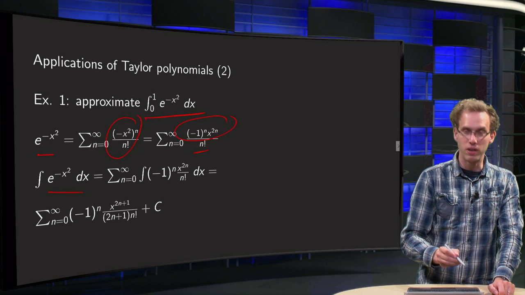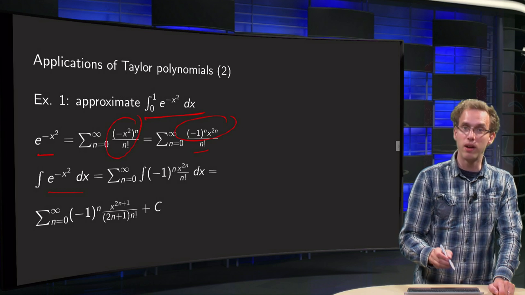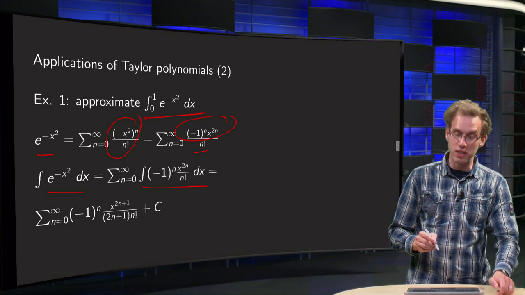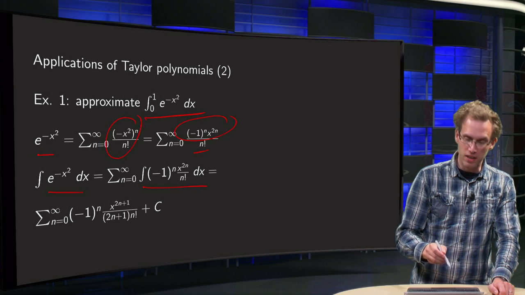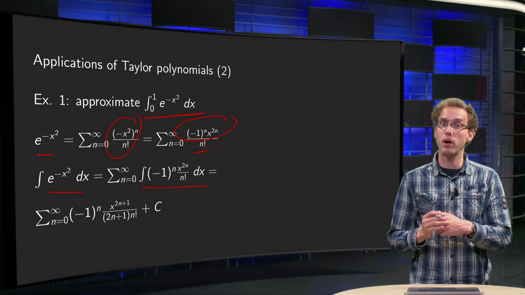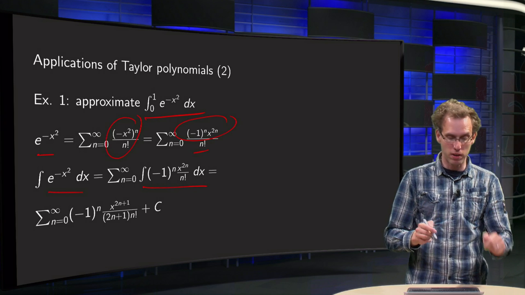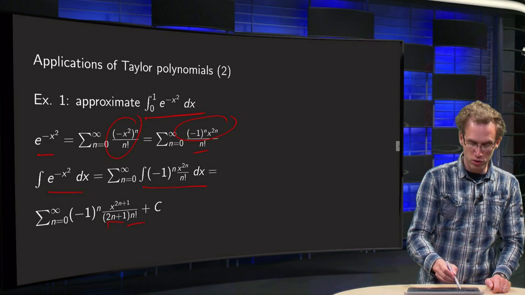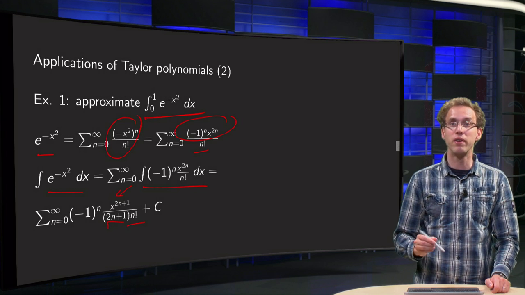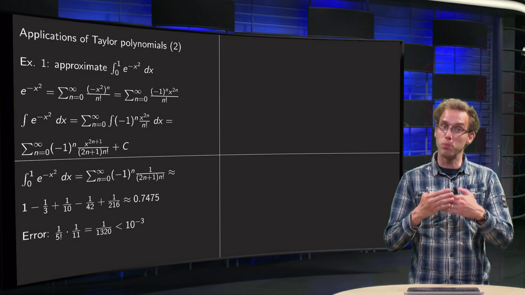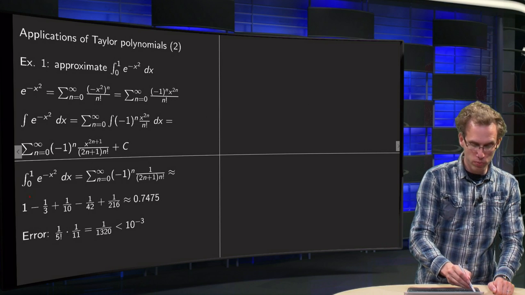So, if we want to integrate, we have to integrate the power series instead. Then we find that we have to compute the antiderivative of x to the power 2n, so x to the power 2n plus 1 divided by 2n plus 1. So we get the 2n plus 1 over here times n factorial, x to the power 2n plus 1, plus some integration constant. And now we want to compute this integral between 0 and 1.